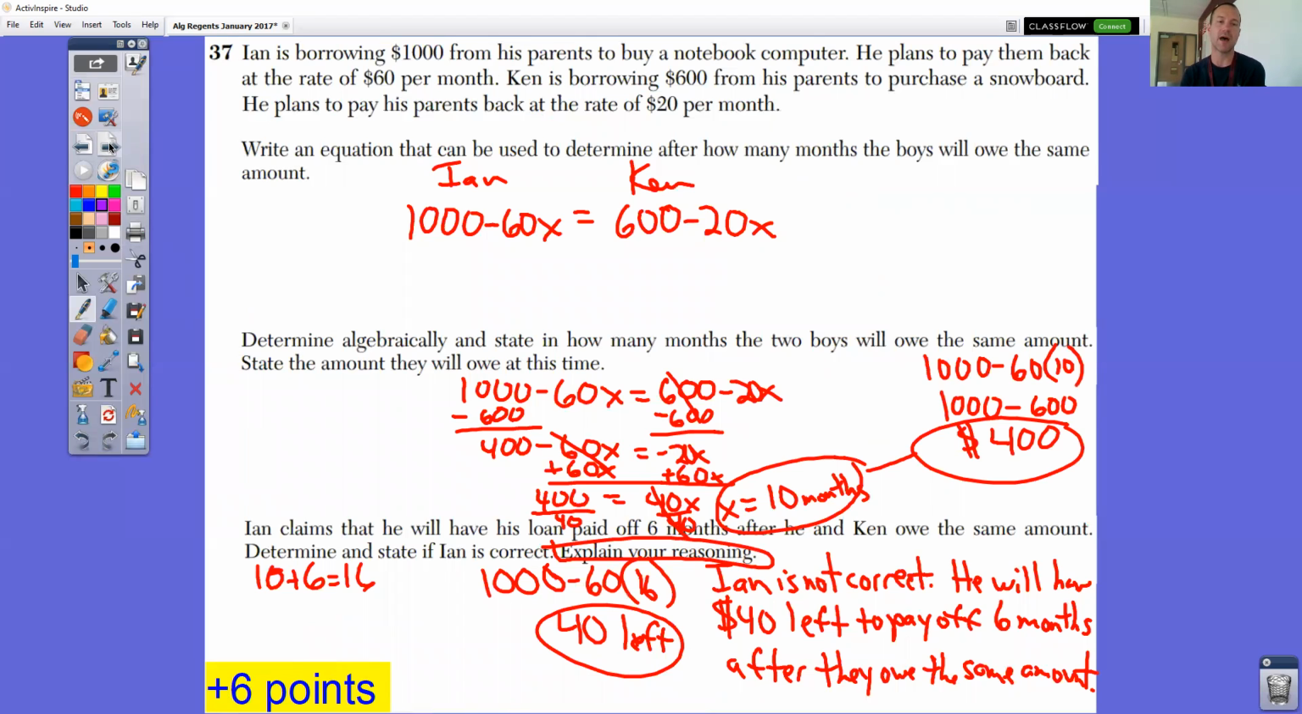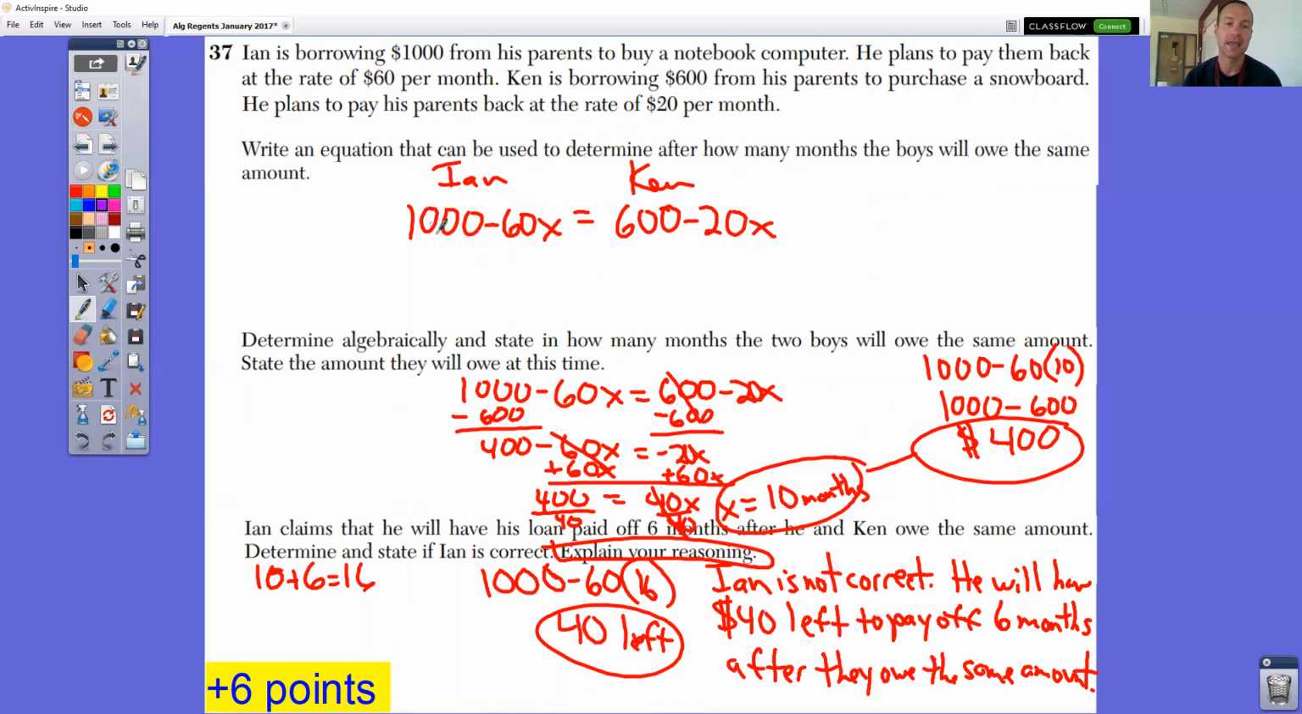And the last one, Ian is borrowing $1,000 from his parents to buy a computer. He plans to pay them back at a rate of $60 per month. Ken is borrowing $600 from his parents to buy a snowboard. He plans to pay them back at $20 a month. Write an equation that can be used to determine after how many months the boys will owe the same amount. So when are they going to be equal to each other? The tricky part is setting up the two things.